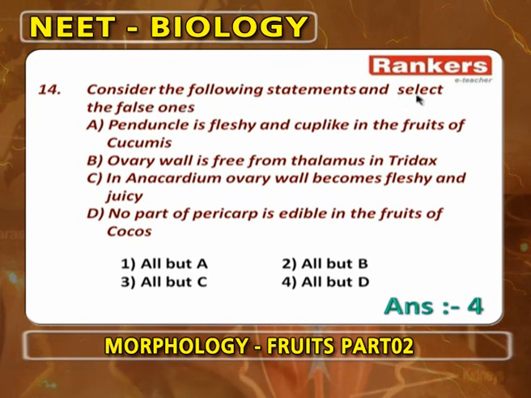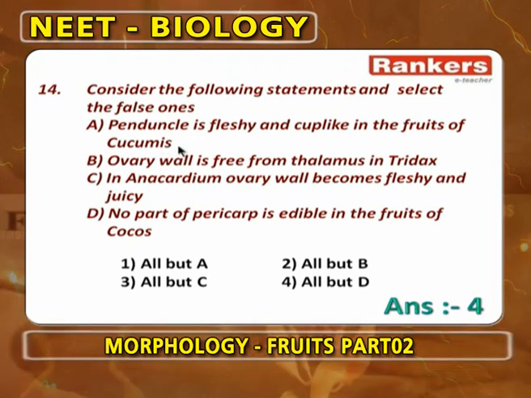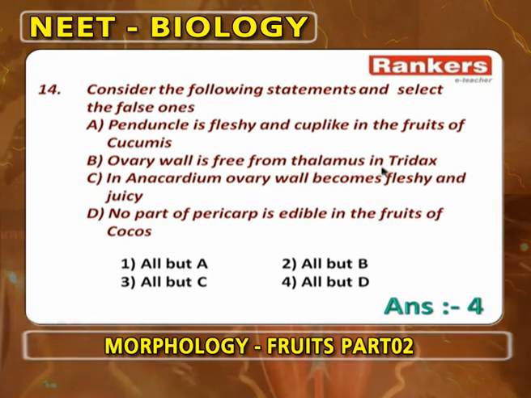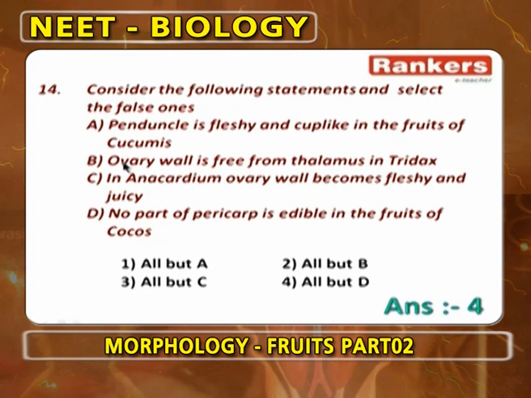Consider the following statements and select the false one. Peduncle is fleshy and cup-like in the fruits of Cucumis. Ovary wall is free from the thalamus in Tridax. We have to select the false one. "Peduncle is fleshy and cup-like in the fruits of Cucumis" is wrong.